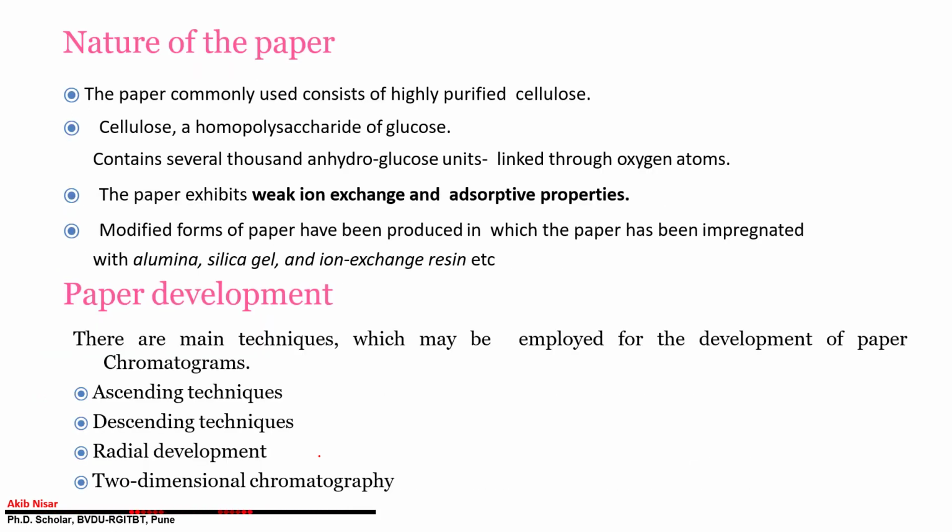Fine. Now, what about the nature of the paper? The paper commonly used consists of highly purified cellulose. As I told you, the cellulose will be highly purified, not like that you use in your notebooks. Cellulose is a homopolysaccharide of glucose, as you know, and contains several thousand anhydroglucose units linked through oxygen atoms. This is the chemistry of cellulose. I think you already know that.